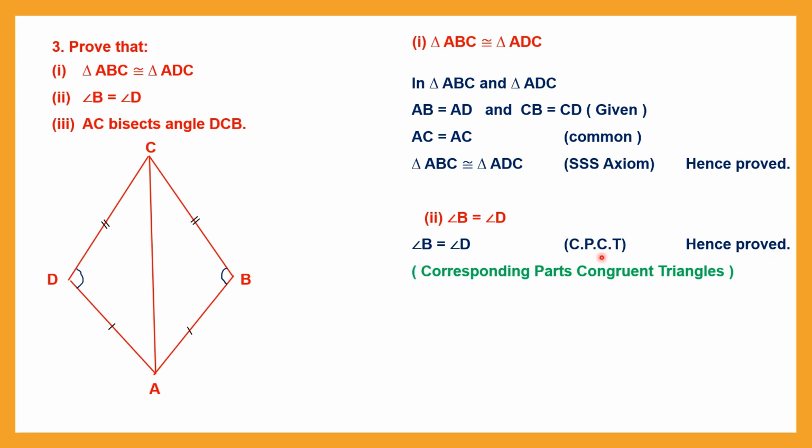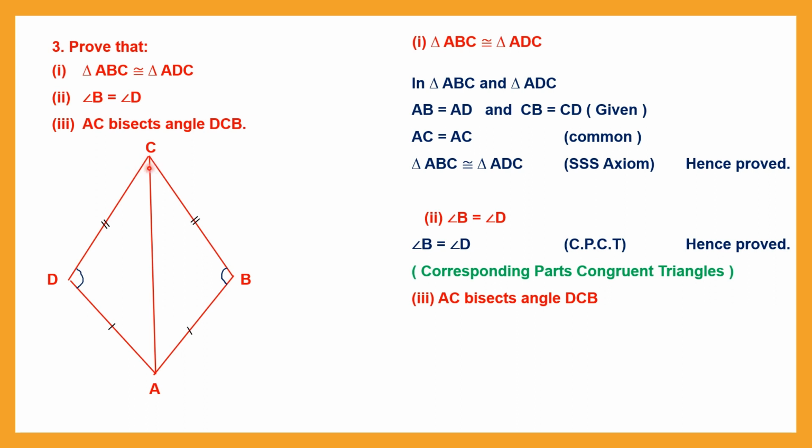So when you write this, you need to write in brackets the reason, and the reason is CPCT, the first letter of each of these. So we have proved the second one. Now let's take the third one. AC bisects angle DCB. Now can you see this is an angle, this is a line AC and this is a triangle DCB. So we have to show that this line is bisecting angle DCB.